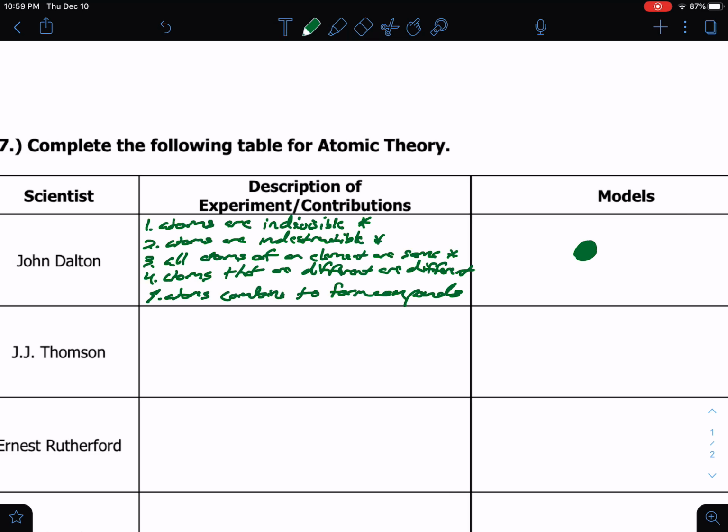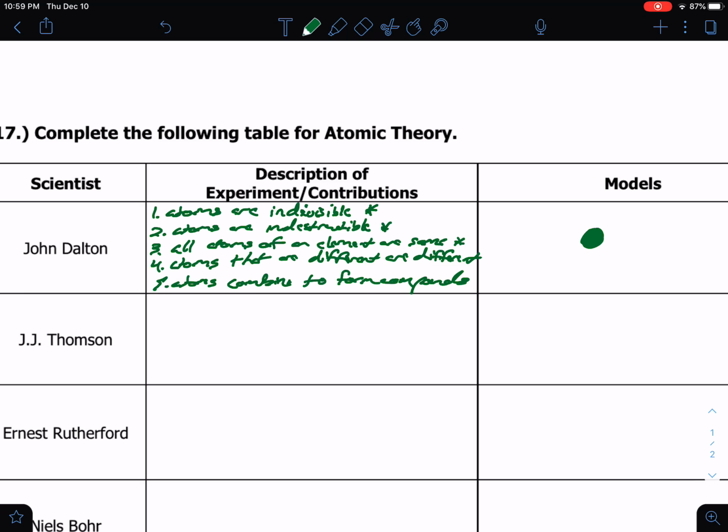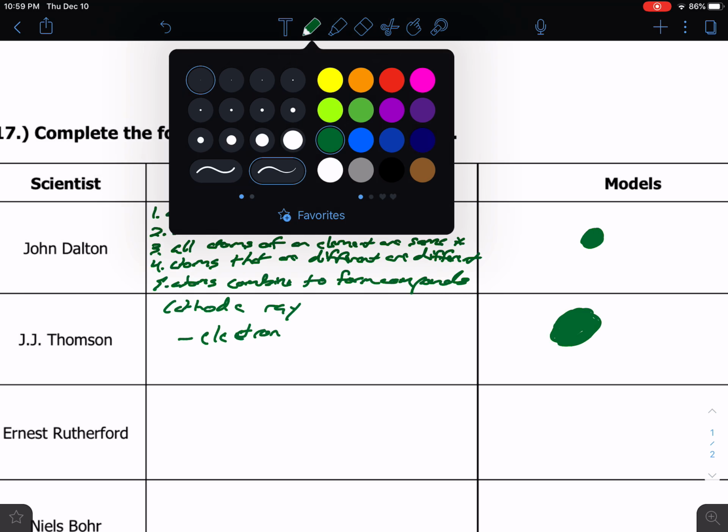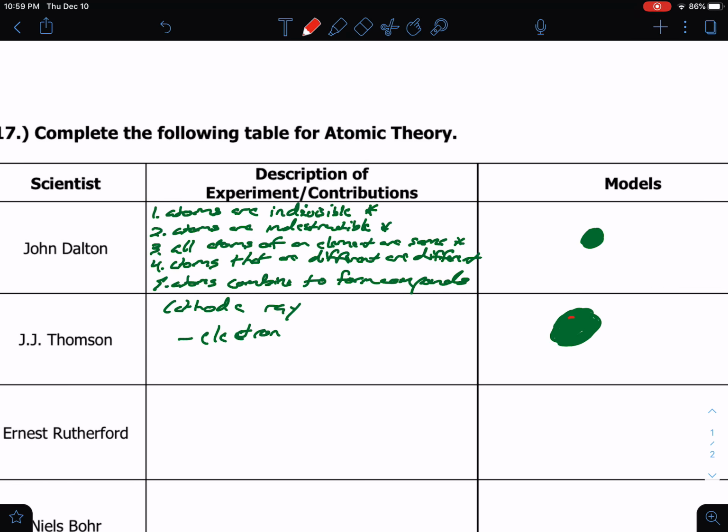Then you had J.J. Thomson come through, so he used the cathode ray and he discovered the electron. His model was you had this atom, which was basically all positive, but then you had little negative electrons kind of floating all throughout it. So his was called the plum pudding model.